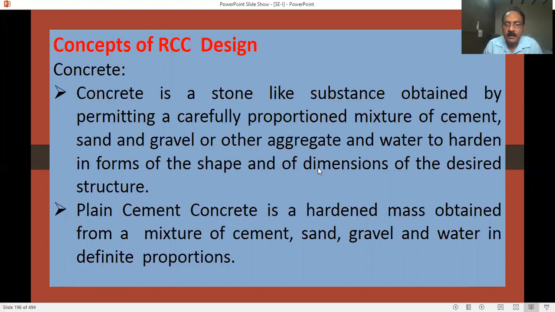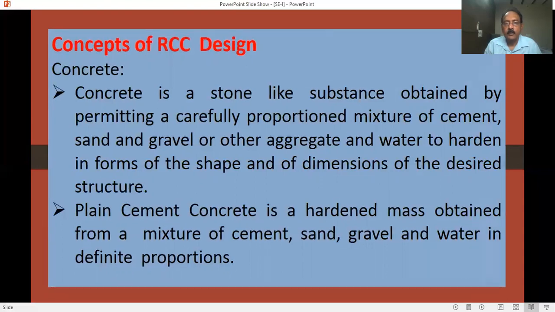Plain cement concrete is a hardened mass obtained from the mixture of cement, sand, gravel, and water in the defined proportion. What is plain cement concrete? A plain cement concrete is a hardened mass obtained from a mixture of cement, sand, gravel, and water in defined proportion.